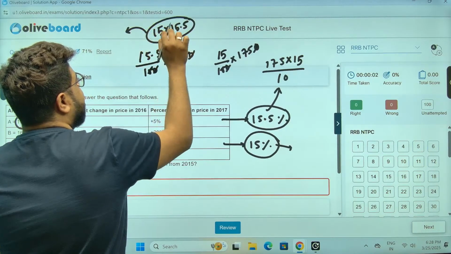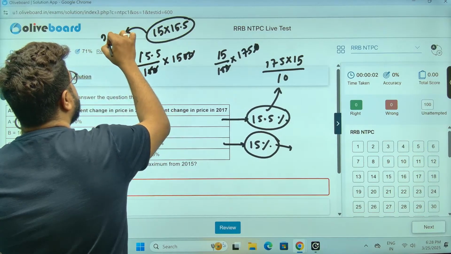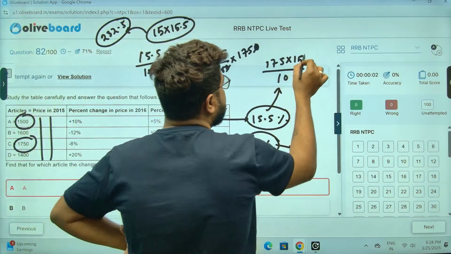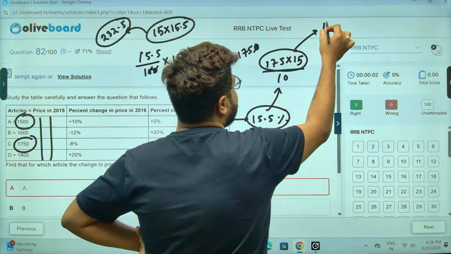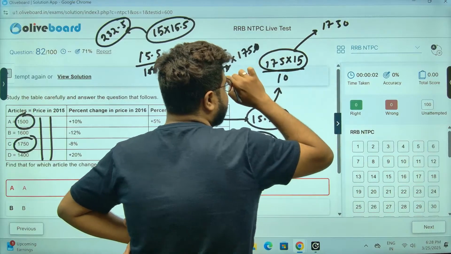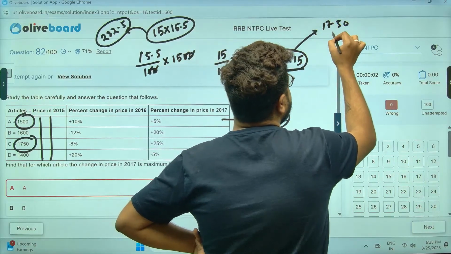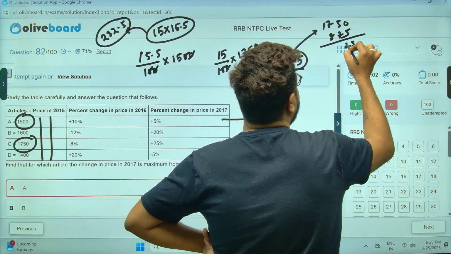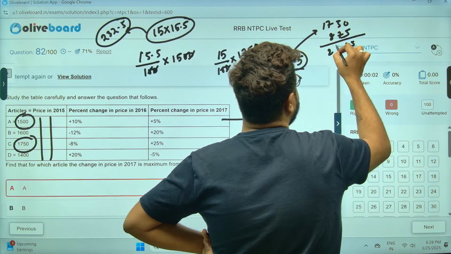This is 225 plus 7.5. That is 232.5. And this is, sir, 175 is 1750, and half of that means, sir, 875. 25, 9, and sir, this is 26.